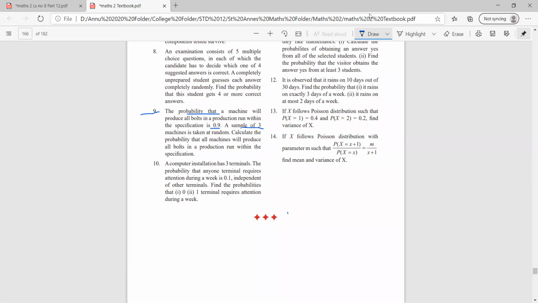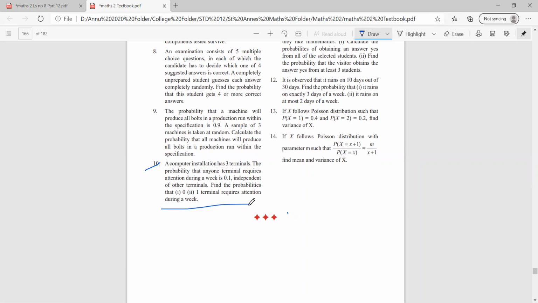And now you all are finding it easier to solve the sums related to binomial. Coming towards the next word problem number 10. A computer installation has 3 terminals. The probability that any one terminal requires attention during a week is 0.1, independent of other terminals. Find the probability that 0 or 1 terminal requires attention during a week.